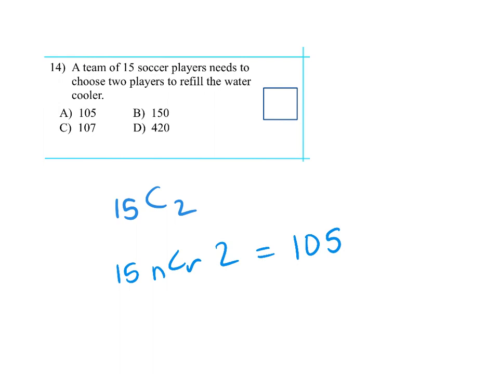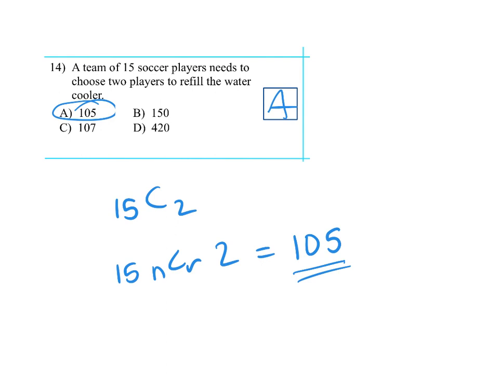What we're saying is there's 105 different subsets of the 15 soccer players that we could choose to get the water. It might be player 1 and player 4, or player 2 and player 8, but when you listed all those options out, there would be 105 of those options, and that is letter A here. So that's a 15C2. Like I said, once you get the hang of using the button, this should go pretty quickly.